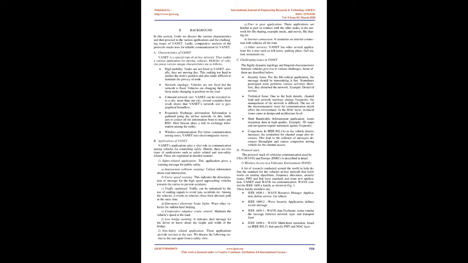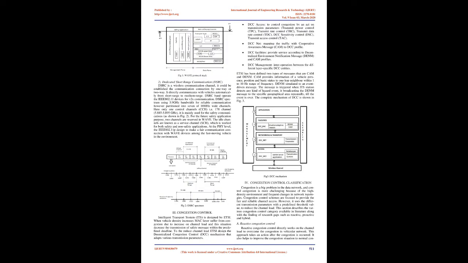We discuss the following services to the user apart from a safety view. A. Peer-to-peer applications: these are helpful to pair or connect with other nodes in the network for file sharing, for example music and movie file sharing. B. Internet connection: it maintains an internet connection with vehicles all the time. C. Other services: VANET has several other applications for a user such as toll taxes, parking places, fuel stations, restaurants, etc.